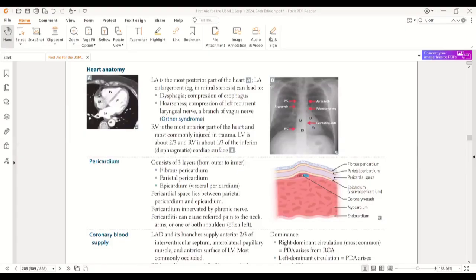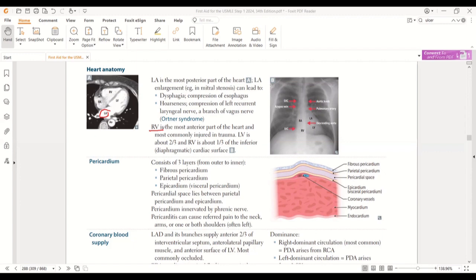So the anatomy of the heart. This is the most important. The radiology picture is again high yield. In this chest X-ray, the most posterior part of the heart is the left atrium, right? And the most anterior part of the heart is the right ventricle. Okay, so they give you some confusing questions on this.